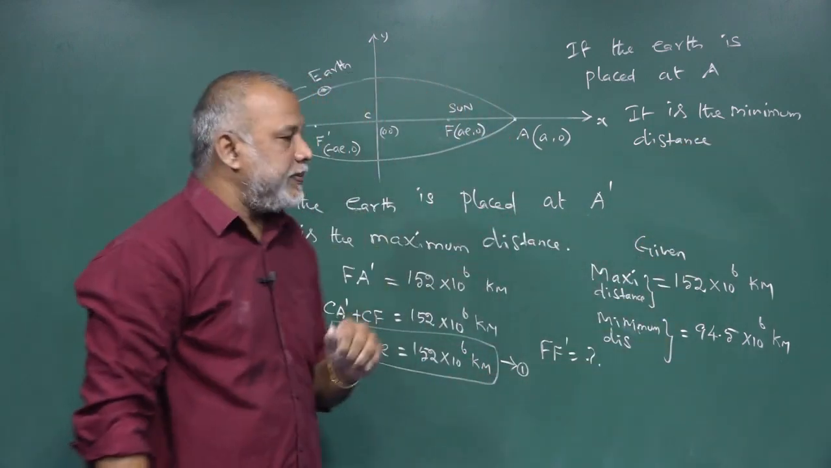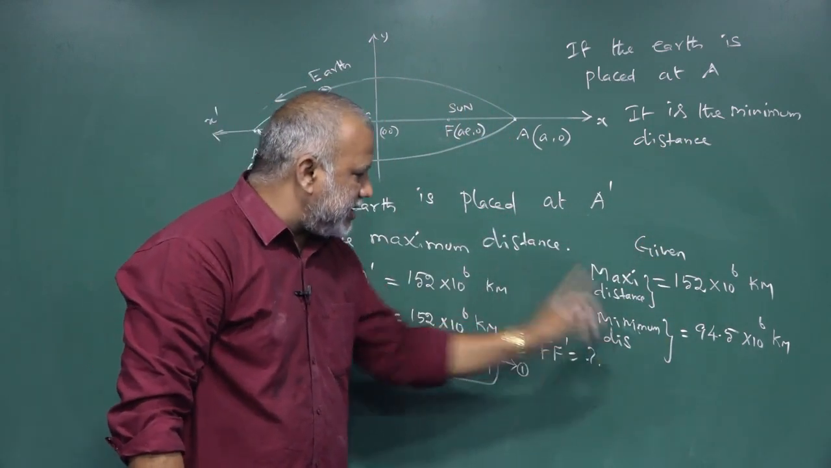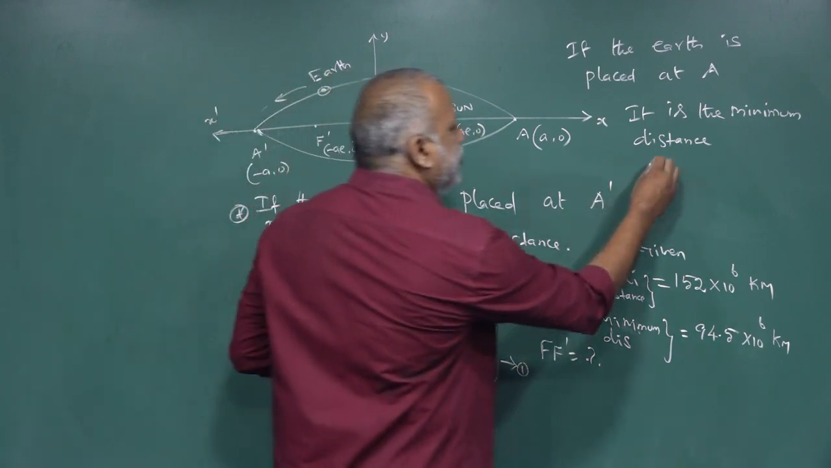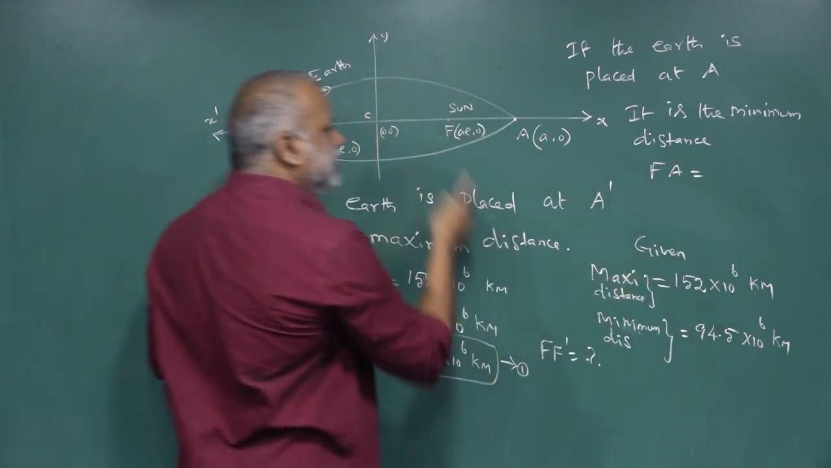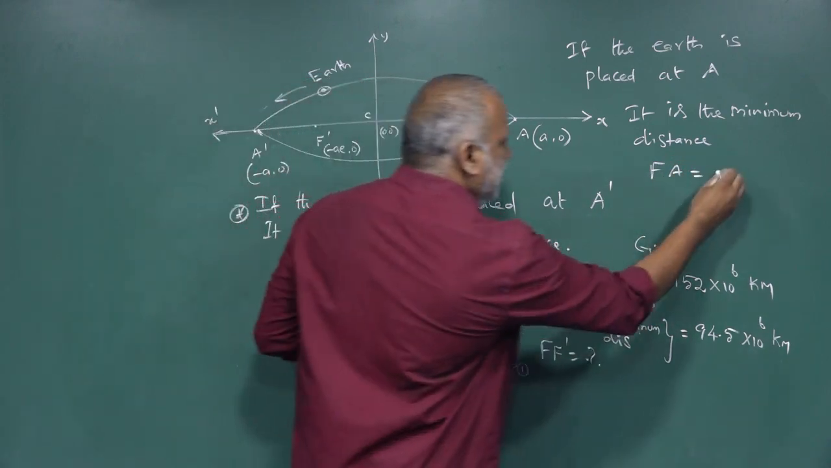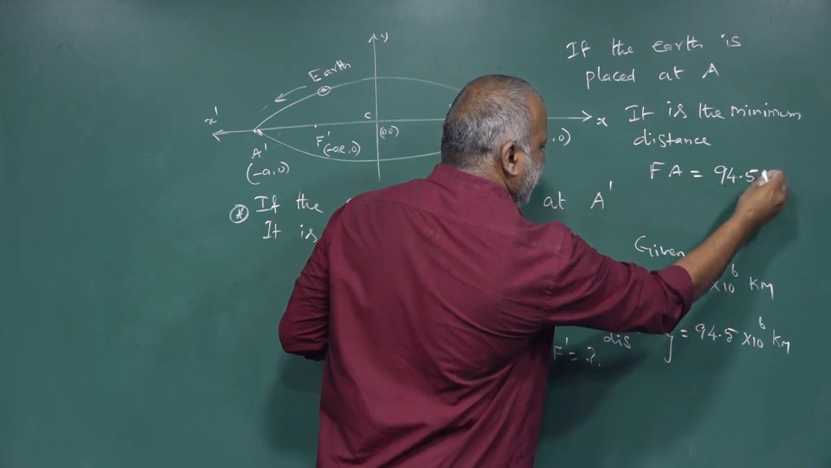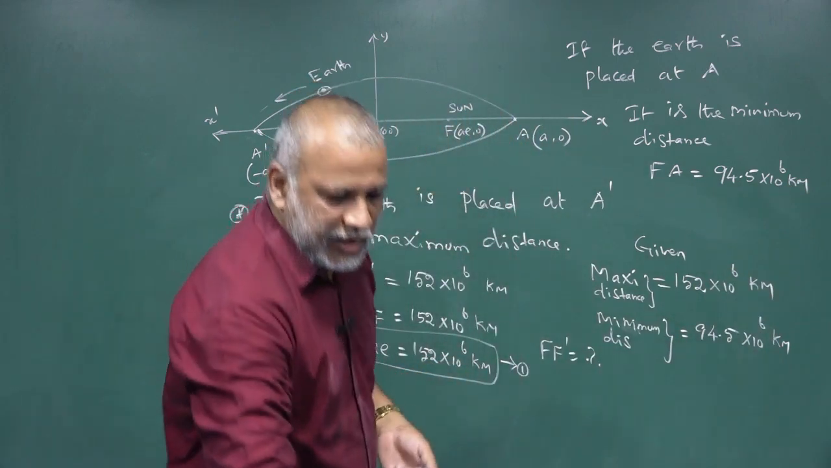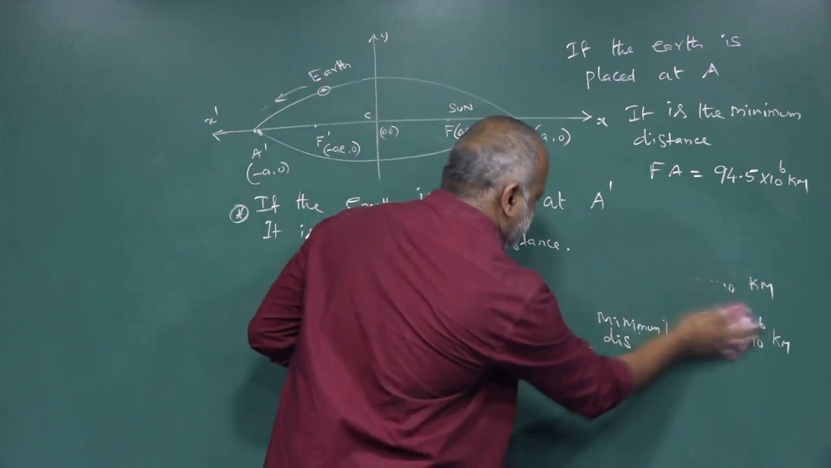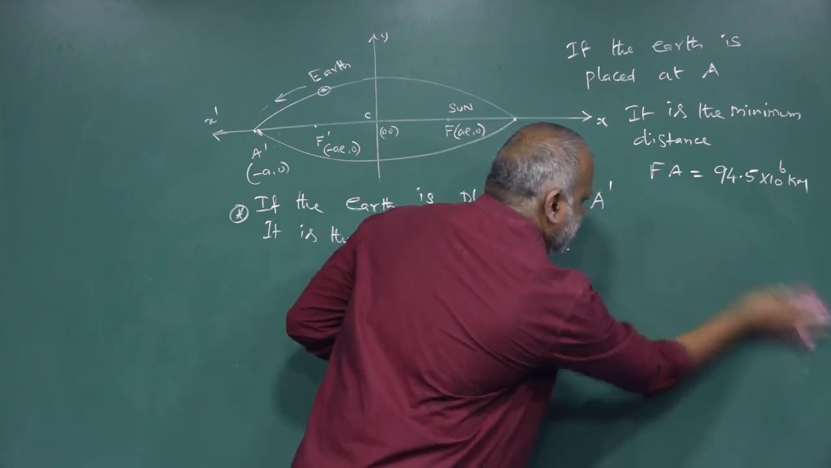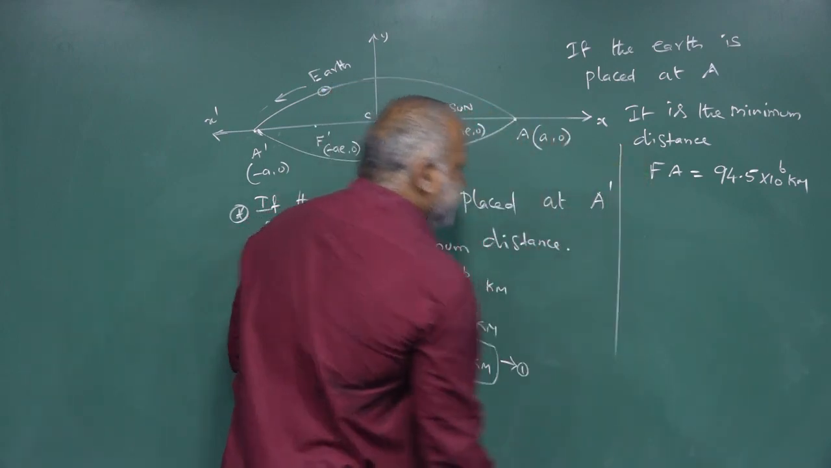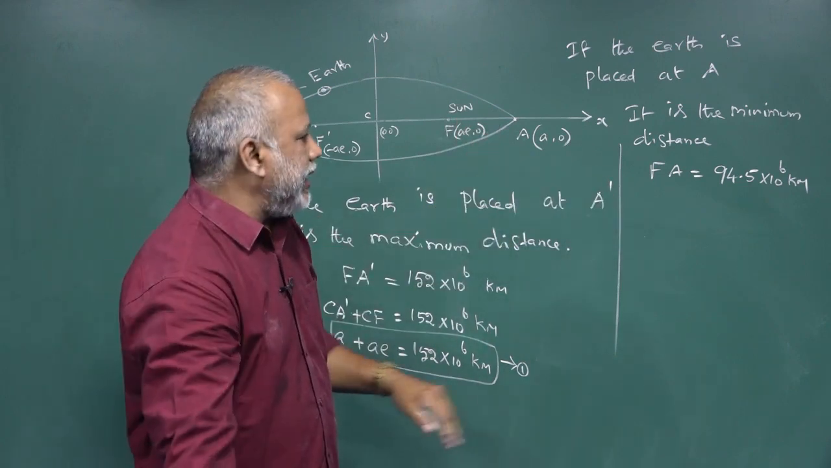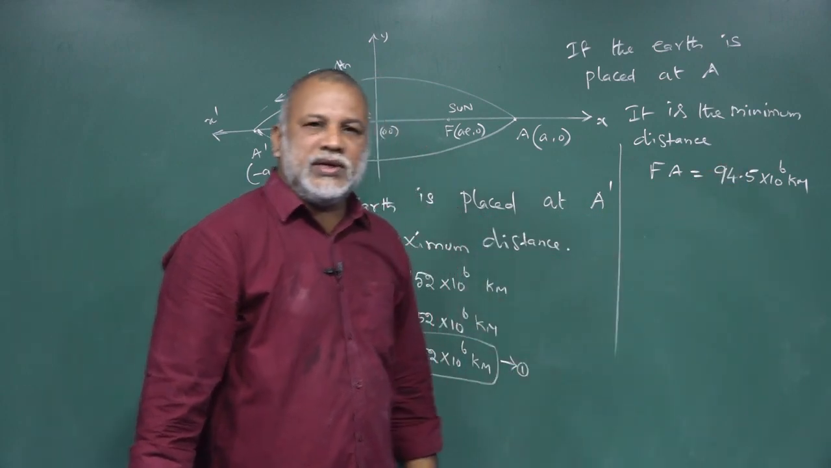See, this is the logic. See the data. What is the minimum distance? Here F A dash is the maximum distance and FA is the minimum distance. How much? 94.5 into 10 to the power 6 kilometer. See this knowledge clearly. FA is the minimum distance, and the minimum distance is already given in your data: 94.5 into 10 to the power 6.